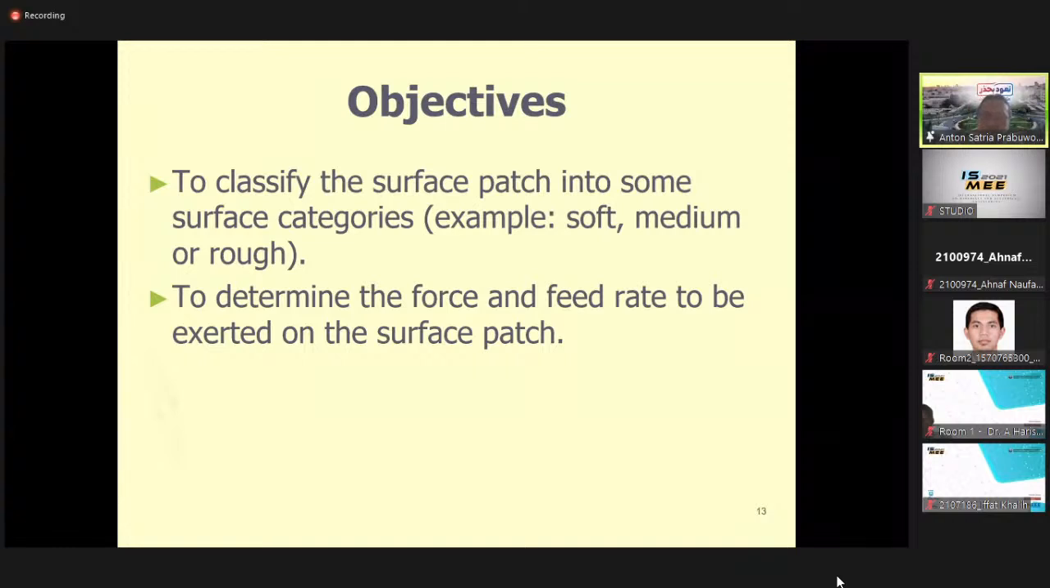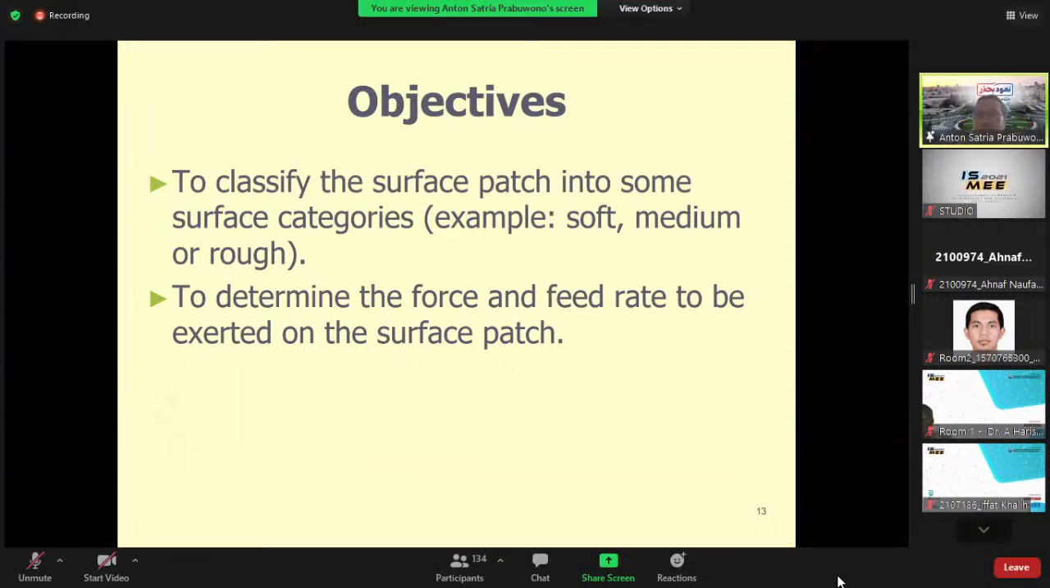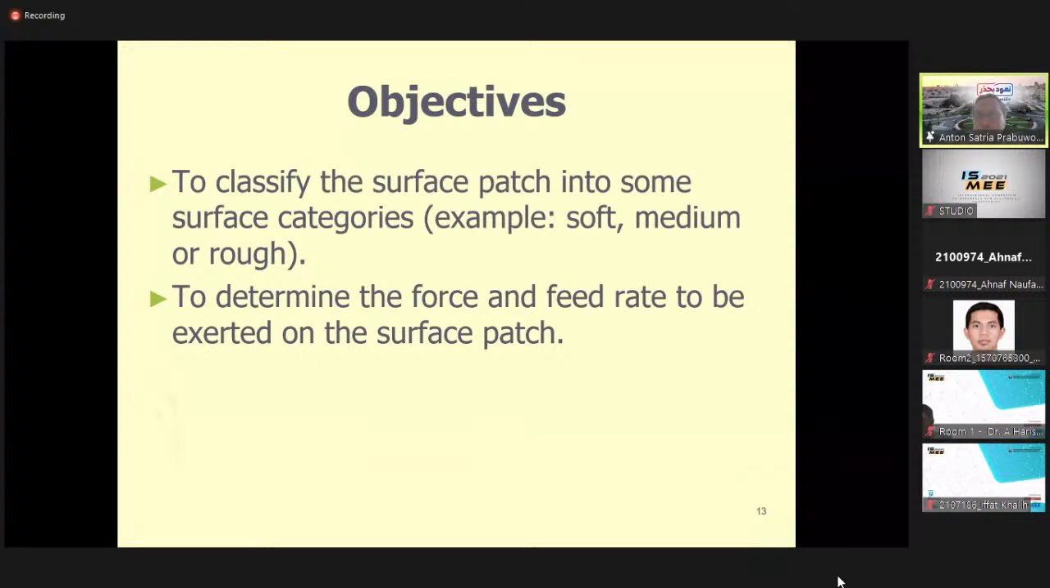For example, soft, medium, and rough surface, or maybe in this case we categorize into easy to remove defect and difficult to remove defect. And then the second one is to determine the force and feed rate as an input of the artificial neural network in order to determine the pressure and the time duration of the process.